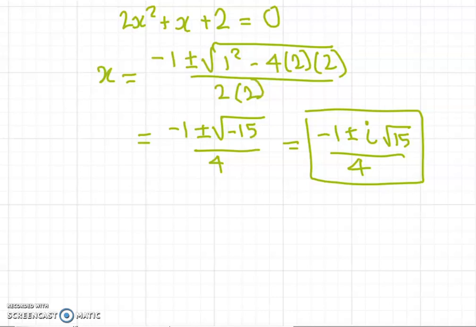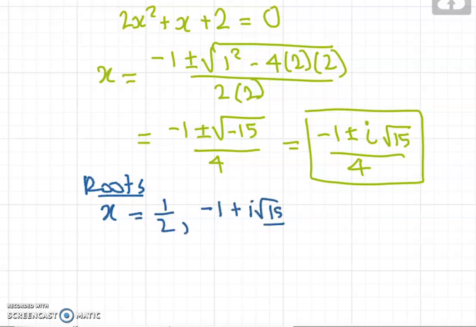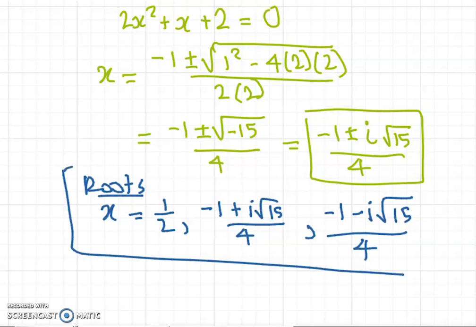So all three of the roots are x equals half, and negative 1 plus i root 15 over 4, and negative 1 minus i root 15 over 4. These are all three of the roots.